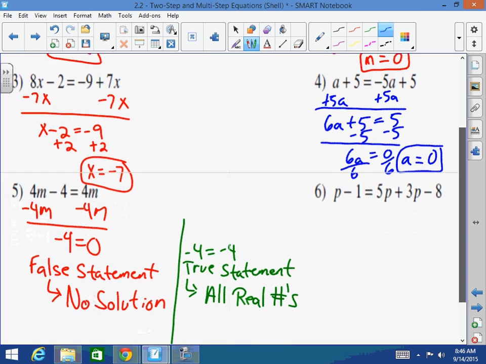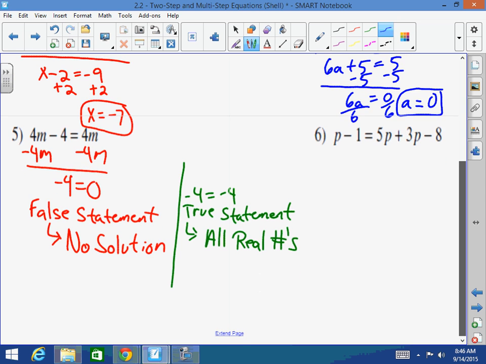Okay? Don't be confused. Sometimes when people see that a equals 0, they say it's a no solution. That's false. That's not a no solution. a equals 0. Number 6, I don't have any distributive property, but I can combine like terms. So p minus 1 equals 8p plus minus 8. Sorry about that, gentlemen.